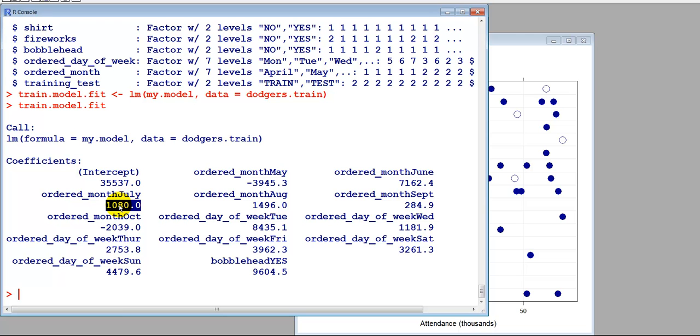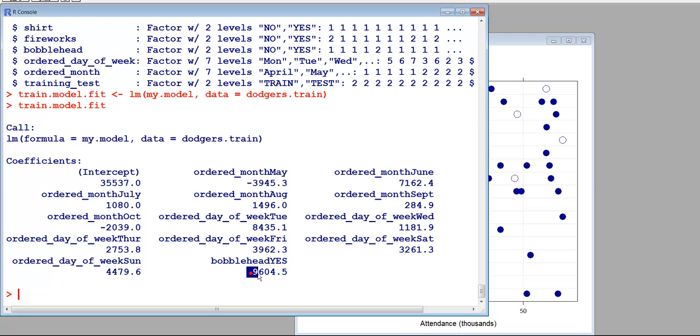The month of July will be an increase of 1080 as compared to April. And the month of August will be an increase of this, and the month of May will be a decrease of this as compared to April. And then we can do the same thing with the days of the week. Remember, Tuesday was big, right? So this means that compared to Monday, Tuesday will be this much of an increase in attendance.